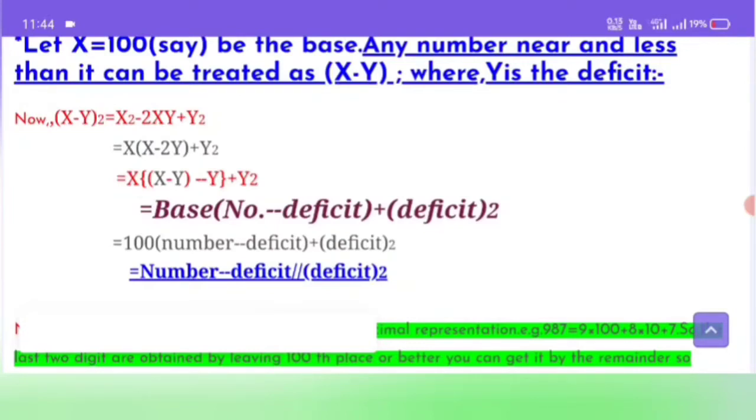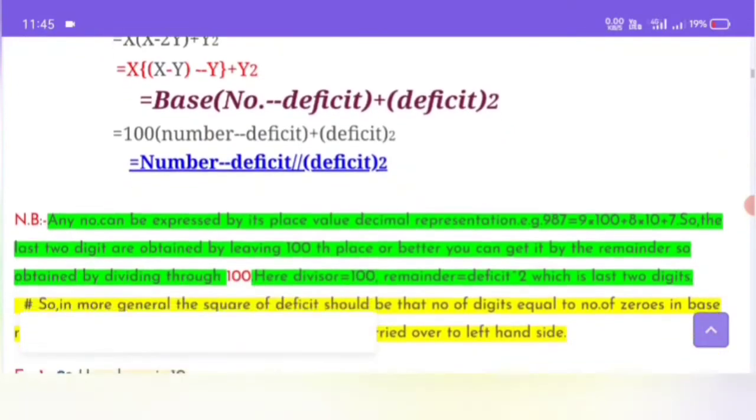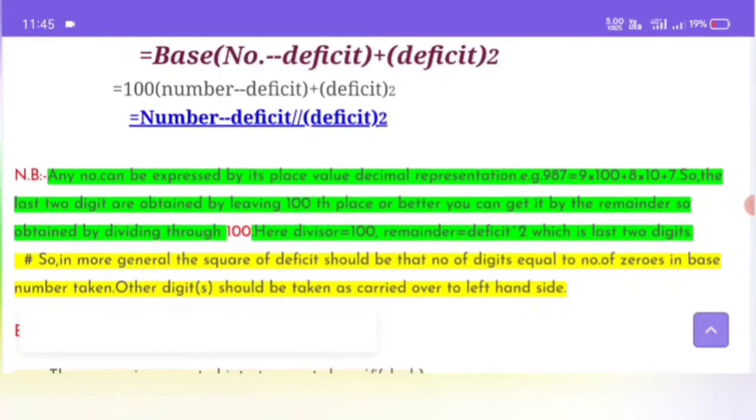If you take common x from the first two terms, it will become x into (x minus 2y) plus y square, which is equal to x (x minus y) plus y square, which can be written in other words as base into (number minus deficit) plus deficit square, which is equal to 100 into (number minus deficit) plus deficit square, which can be written in our decimal representation, right? Number minus deficit slash deficit square.